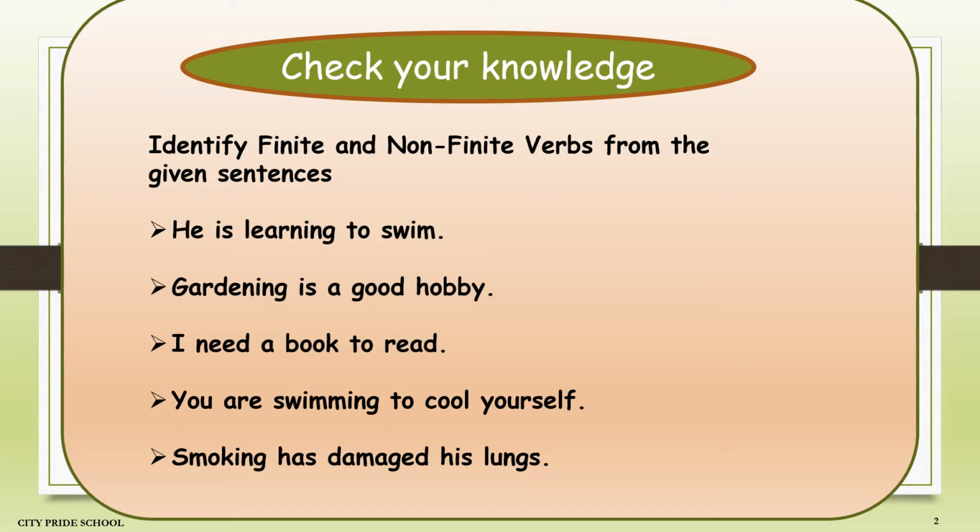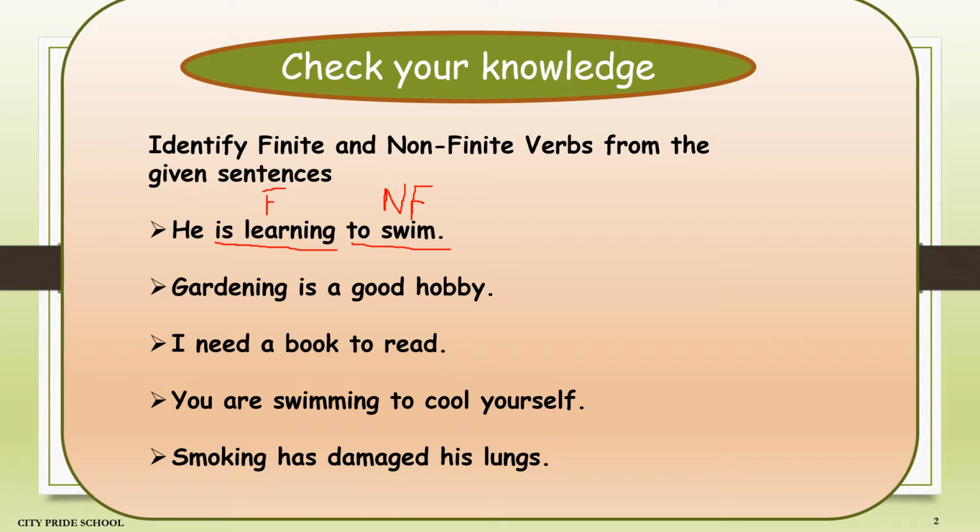The first sentence is: He is learning to swim. Now let us underline the verbs, is learning and to swim. Both are verbs, right? But is learning is a finite verb because it will change according to the subject. If I change he to a plural subject, for example they, then it's going to be they are learning. Now, to swim remains the same. It remains unchanged. So I will write N for non-finite verb, or let me write NF. Okay, children? Now let's go on to the second one.